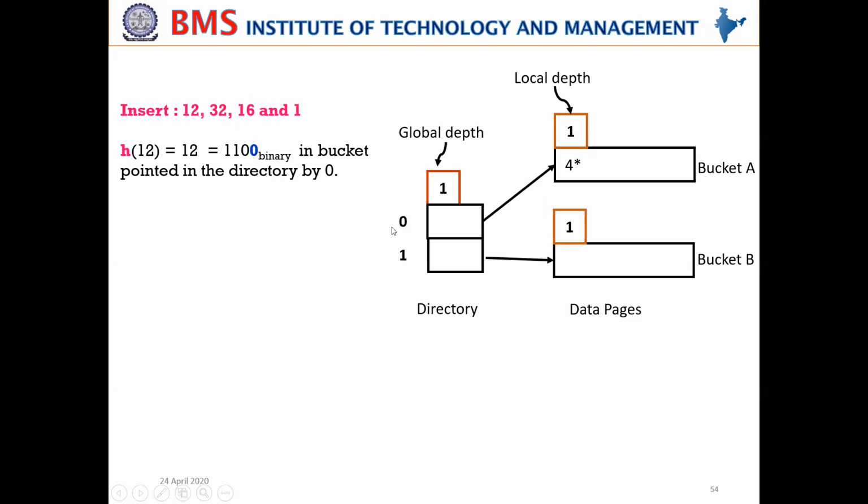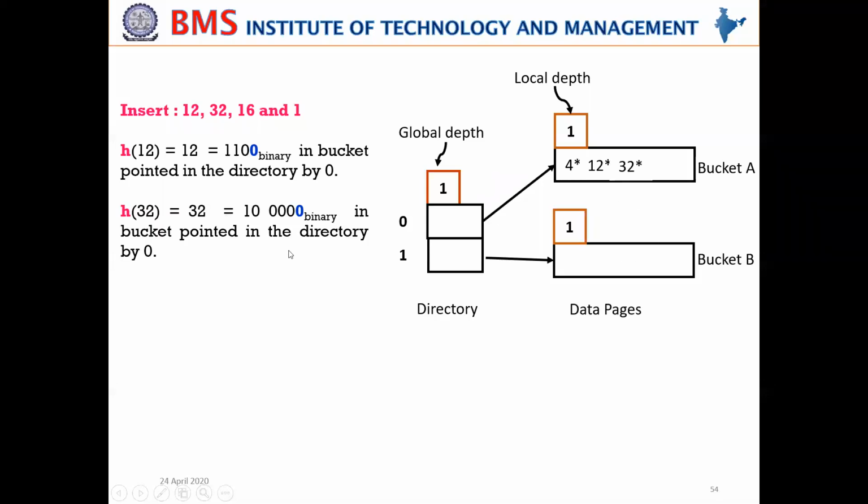0 means I need to go to the 0th entry in the directory. So it makes me point to bucket A, meaning the record whose key value is 12 should be inserted into bucket A. Correct? So now see here, 12 goes into bucket A.